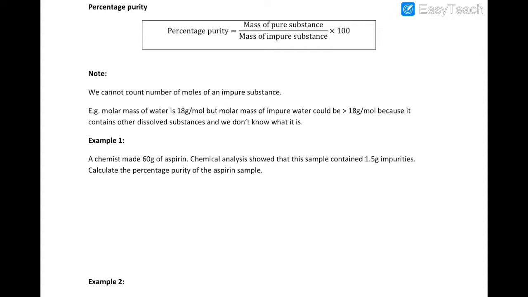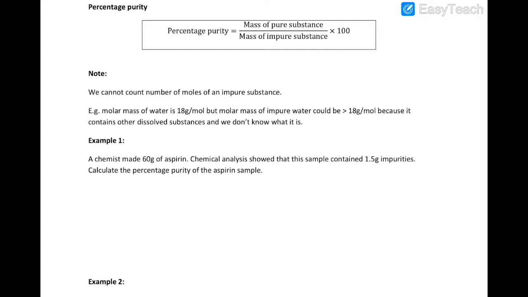So when we're looking at an impure substance, we cannot use Mr, we cannot count the number of moles of an impure substance because the Mr is not going to be equal to the Mr of that compound. So for example, pure water has an Mr of 18 gram per mole, but impure water will have an Mr value which is more than 18 gram per mole because it contains impurities. So we don't know the Mr of an impure substance.